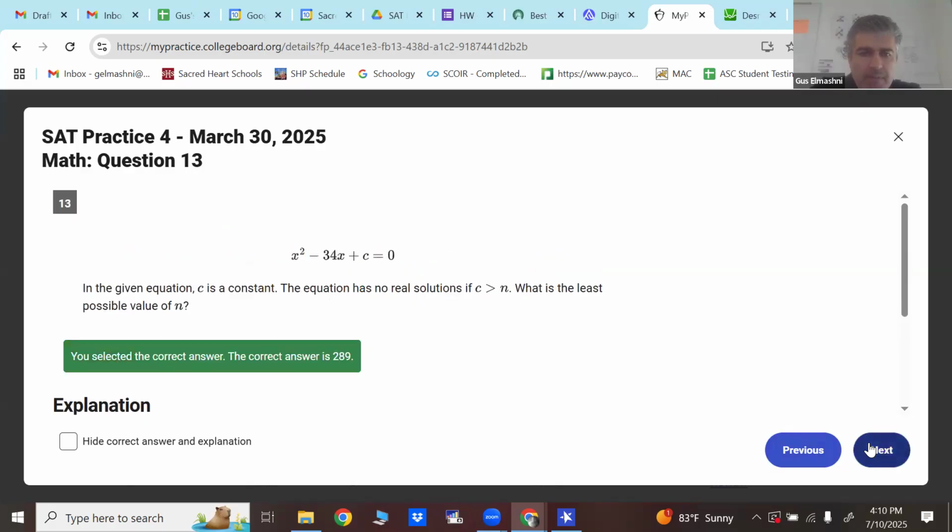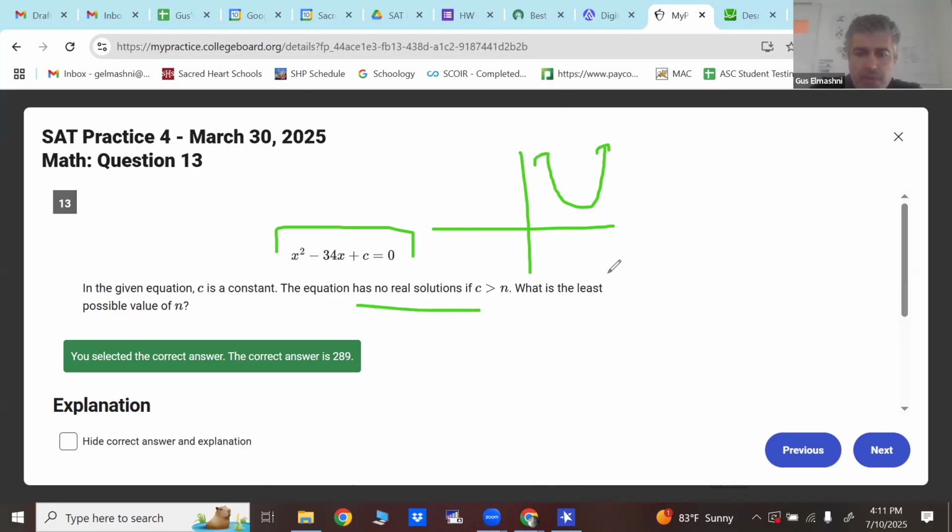I think this is a good one. They say this equation has no real solutions. So whenever you have a quadratic equation with x squared, it's going to be a parabola, and with no real solutions it never touches the x-axis. If it has one real solution, it would just graze the x-axis, or just barely touch it. If it has two solutions, it has two x-intercepts. But in our case here, we want no solution. So we never want to touch the x-axis, right? So no real solution. C is greater than n.